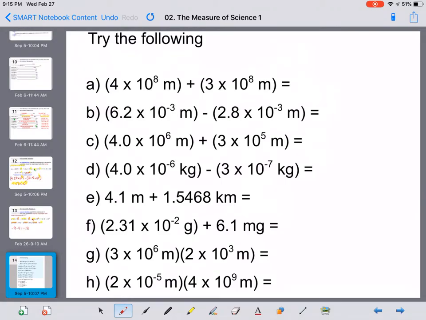So for the first one, if we take a look, I've got 4 times 10 to the 8 and 3 times 10 to the 8. So 4 and 3 make our 7. And then I've got my times 10 to the 8. Because I'm adding, the exponents stay the same, and it's in meters. In the next one, I've got 6.2 minus the 2.8. And because the exponents are the same, I can just subtract them, and I get 3.4 times 10 to the negative 3. Okay, so both of these are done the same way.